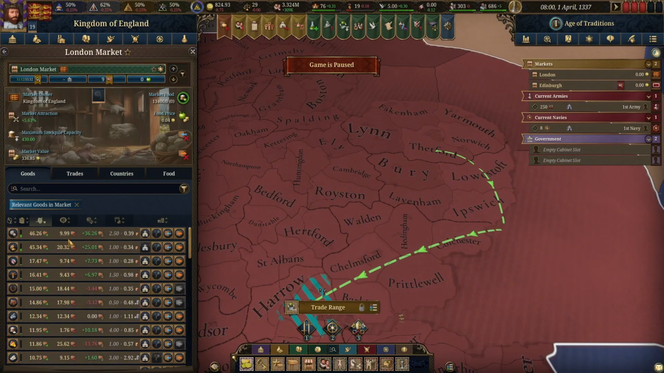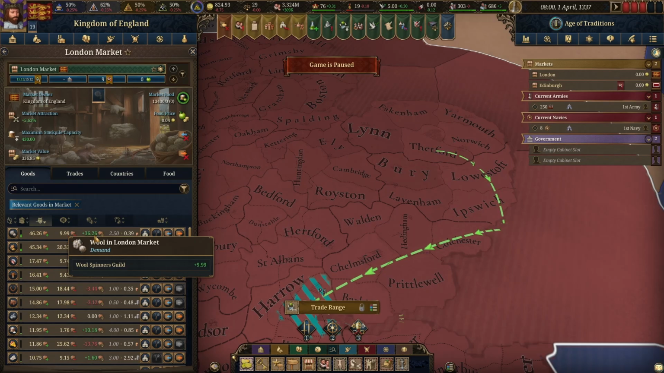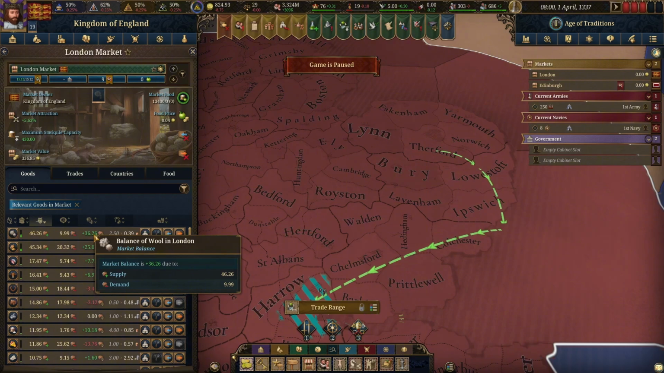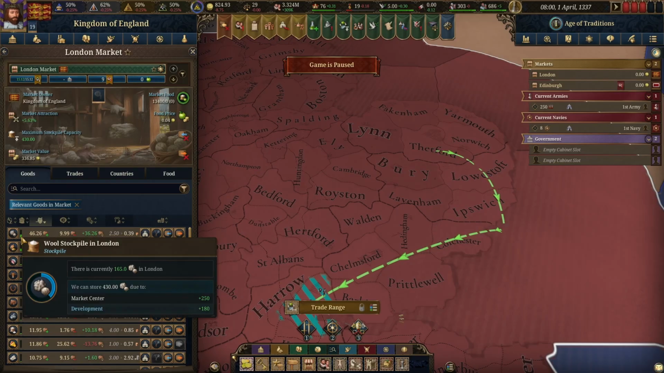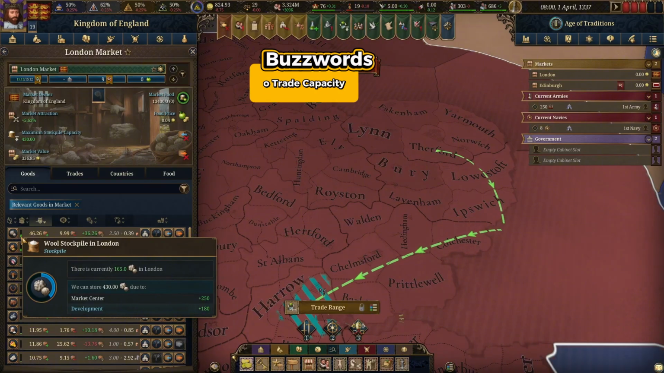Then what happens is your population and buildings that fall under that market get first dibs to use those goods, as represented by demand. Certainly, if we have more supply than demand, we get a surplus. Any surplus goods that are left over and not being used are then placed into storage or your stockpile, found here, and are then available to trade. Markets will then trade these excess goods between themselves based on the amount of trade capacity you have. And let's get to the trading screen.